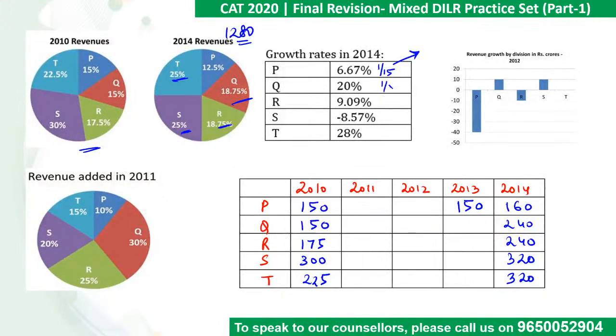Similarly Q में increase है 1 by 5 का. If 1 by 5 का increase होके it has become 240, so last year it was 200, because 200 plus 1 by 5 of 200 will give you 240. R में there is an increase of 1 by 11. 9.09 is 1 by 11. So can I say last year it was 220? Because 220 increased by 1 by 11 would become 240 next year.